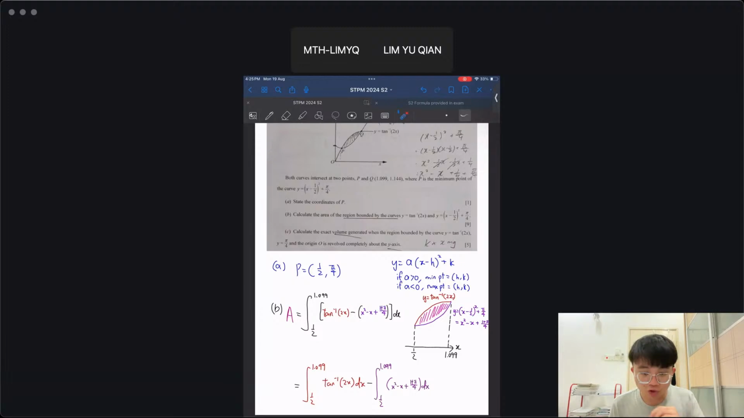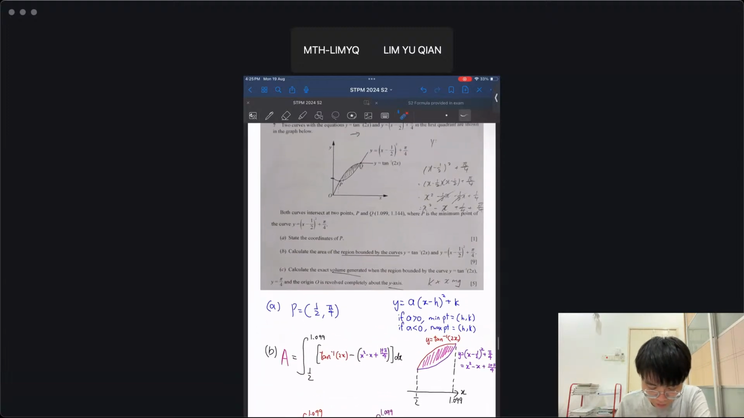I think the next one should be okay a bit, right? Because 5 marks only. Calculate the exact volume generated when the region of this curve. So here is a different region, right? y equals this one and y equals pi/4, and the origin, revolved completely about the y-axis.